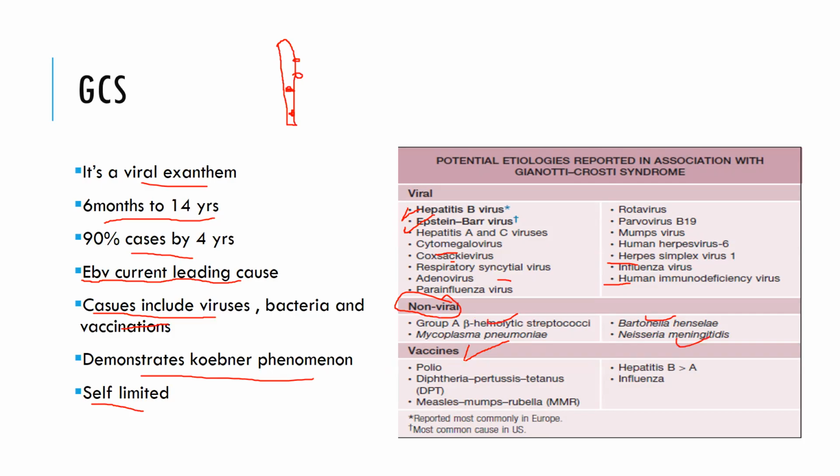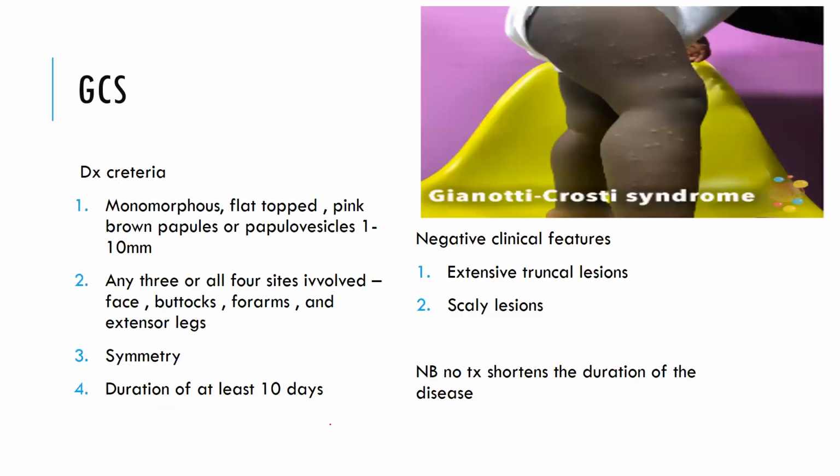When you look at the vaccines that have been implicated, they include polio, the DPT, that is diphtheria, pertussis, and tetanus, and also MMR, which is mumps, measles, and rubella vaccine. Also, sometimes hepatitis B vaccination, and hepatitis A plus influenza vaccines have been reported in a few isolated cases.